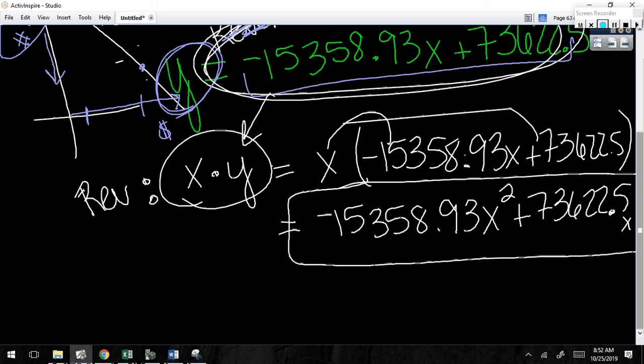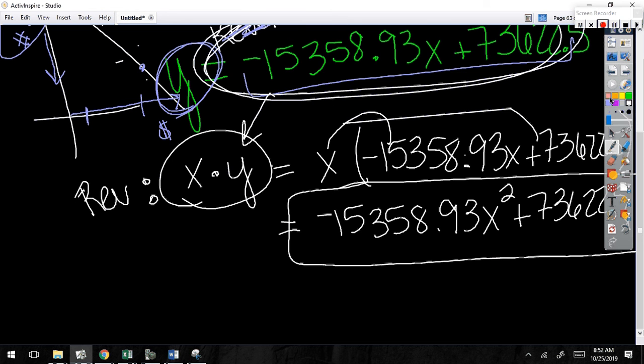You can either use your calculator or you can do your vertex, right? Because that's where the maximum occurs. Y'all can do this. Come on.